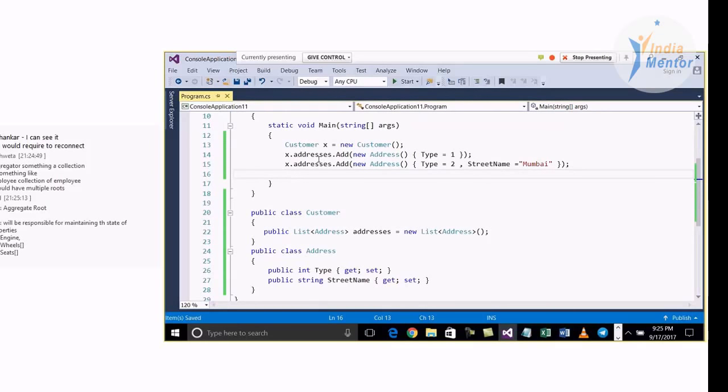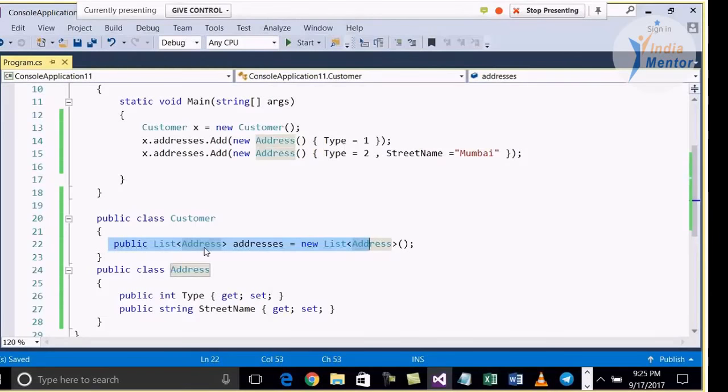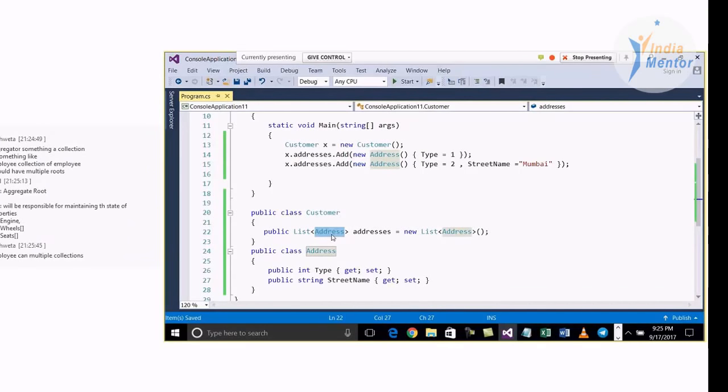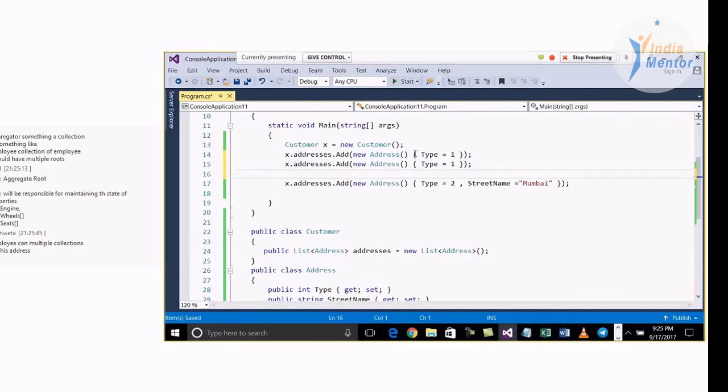Now let me put in a validation. I want to put a validation saying that you can have only one address of each type. Means, for example, if I add a home address, then I cannot add a home address again, right? Now you can see that this whole thing is public. So if the whole thing is public, I can keep on adding. This is a naked list of address. It's a naked one, no protection, nothing, right? So I can always go and add one more address, and it will never complain. It will say, okay, go ahead and add one more type 1.